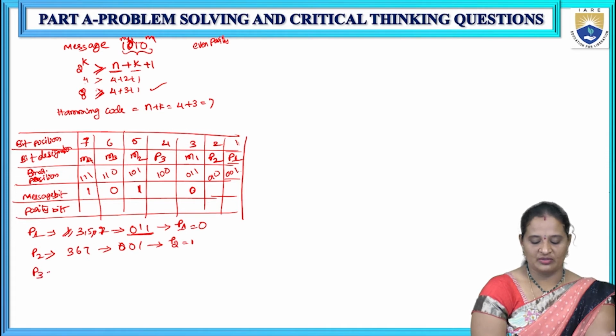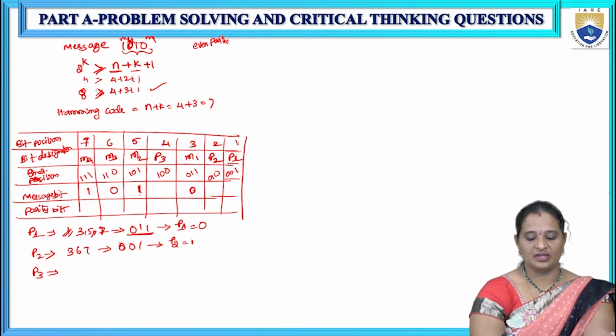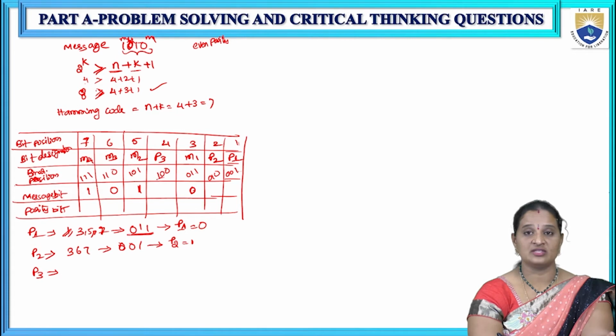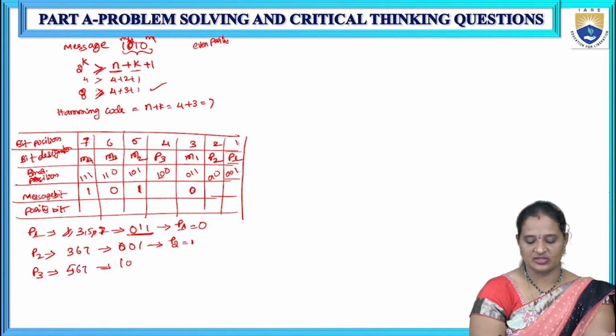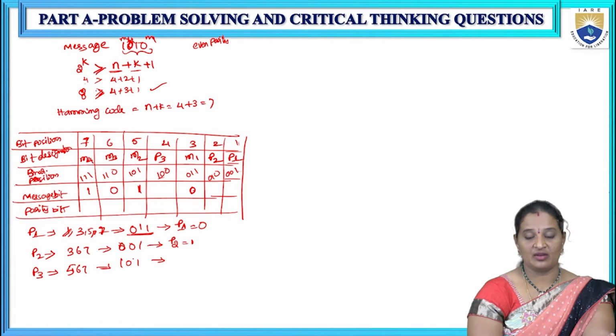And similarly P3. For generating P3, I have to consider all the positions which have their MSB as 1. Those are 5, 6, 7, which is 101. That means we have an even number of ones, so P3 is also 0. So just write down the parity values which we have got here. P1 is 0, P2 is 1, whereas P3 is 0.